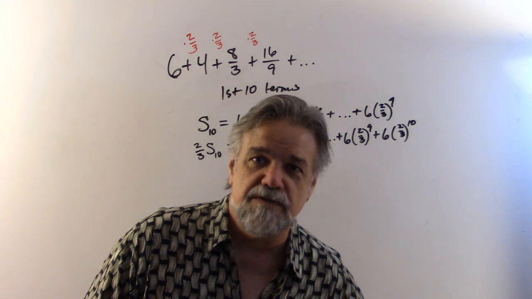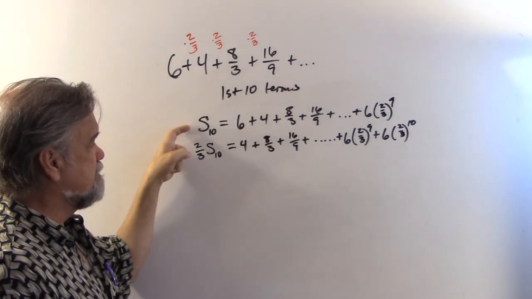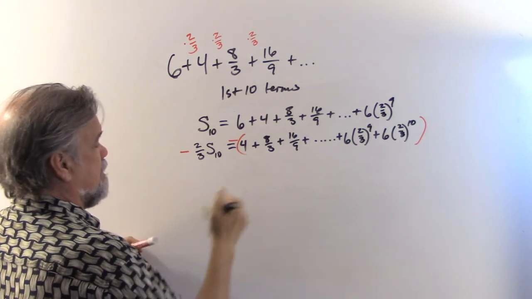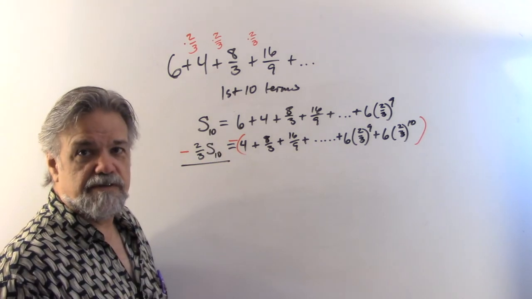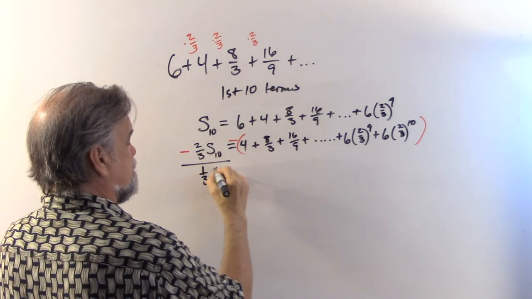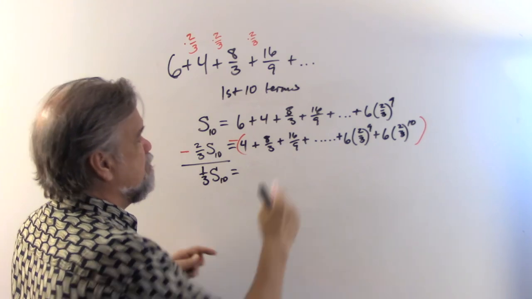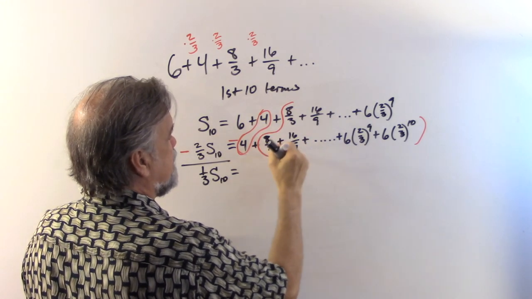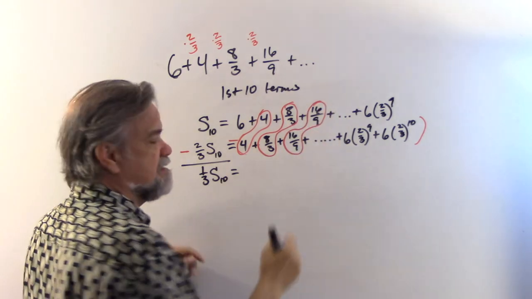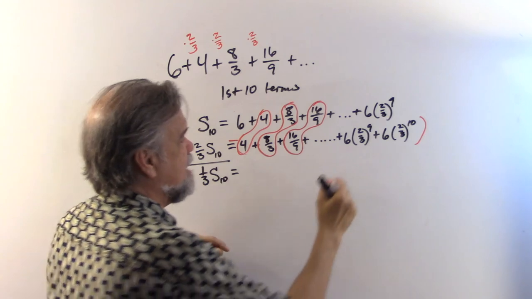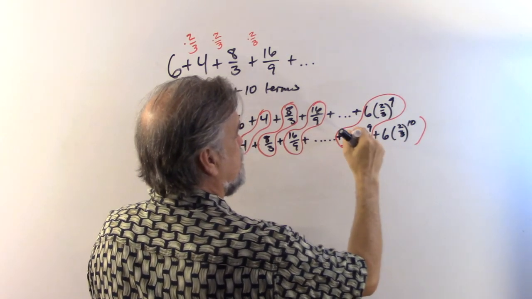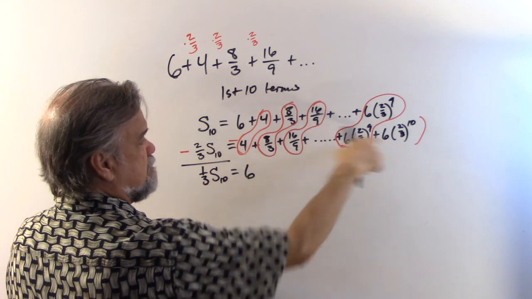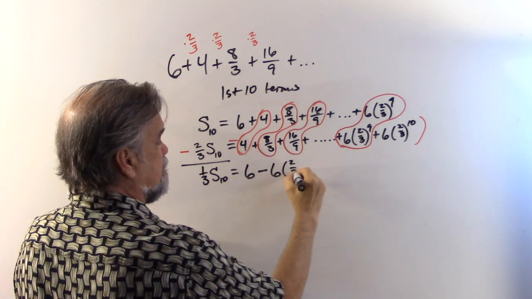All right? Second part of this trick is let's subtract this minus this. So this minus this whole thing. All right, well, S10 minus 2/3 S10 is just going to get us 1/3 times S10. And when we subtract this top line minus this bottom line, notice that I'm going to have 4 minus 4 and 8/3 minus 8/3 and 16/9 minus 16/9. And so there's going to be a whole lot of zeros there. As a matter of fact, everything is going to have another little term down here to cancel it out, except for the first one, 6, and the very last one. And since I'm subtracting, this is going to be minus 6 times 2/3 to the 10th.